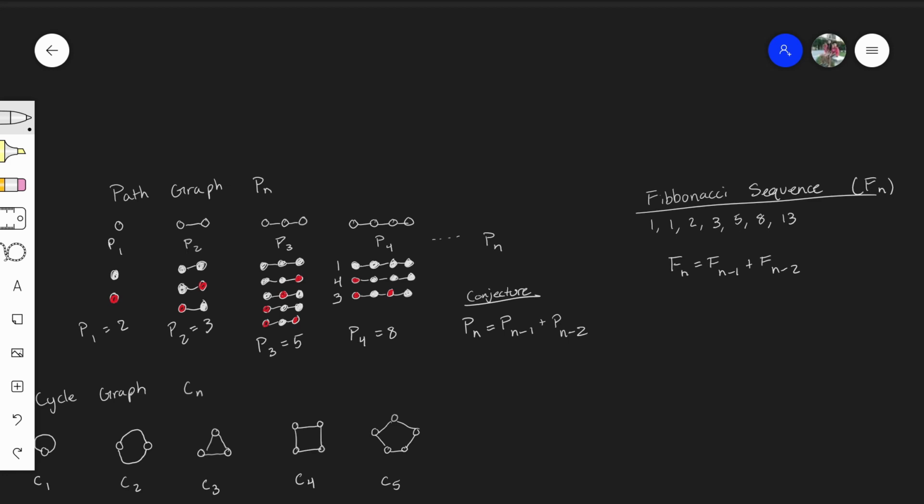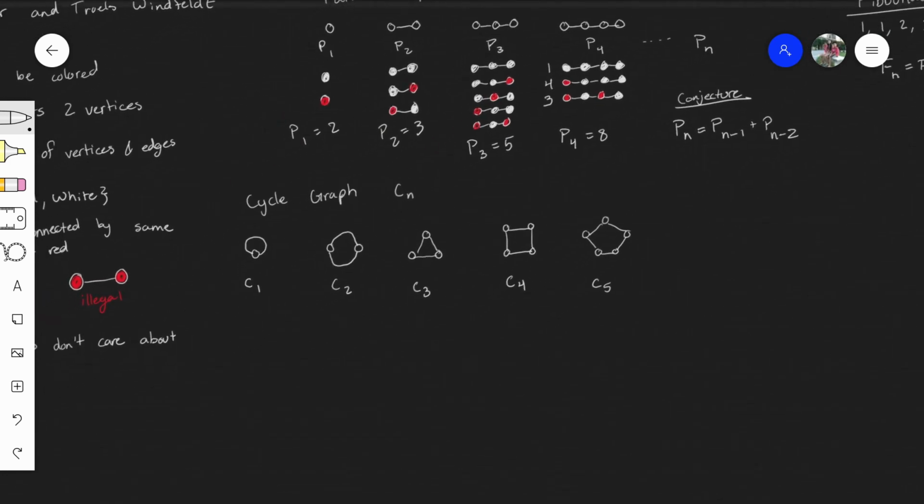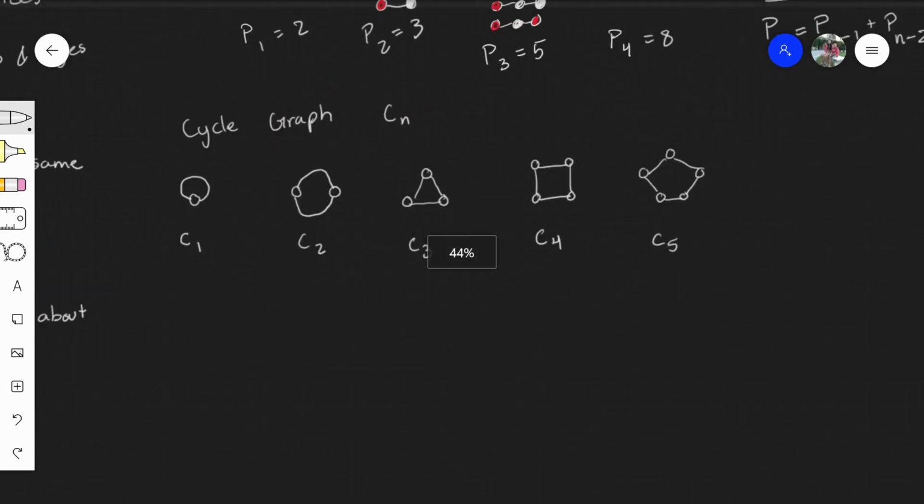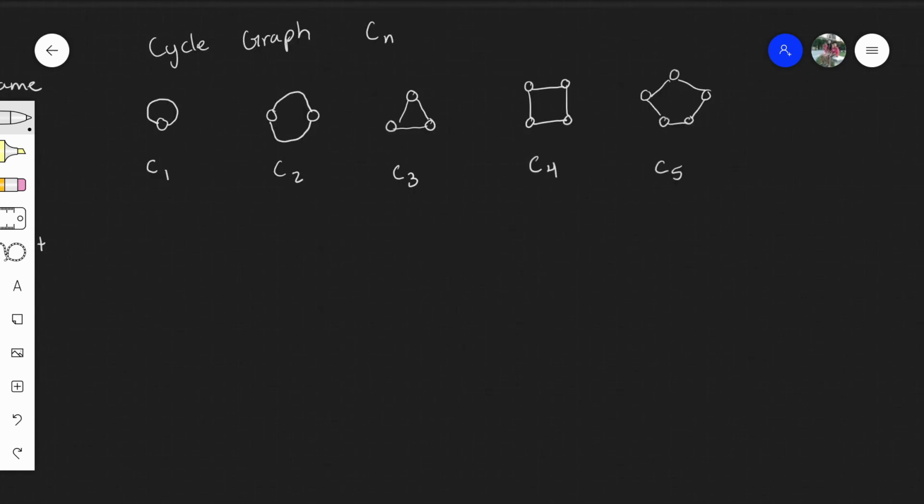Let's take a look into the cycle graph. How many ways can we color the cycle graph? With C1, we could color only one color, because remember, if we did try to color C1 as red, that red is connected by itself through this one loop. You're connecting red and red together. That's illegal. C1 equals 1.